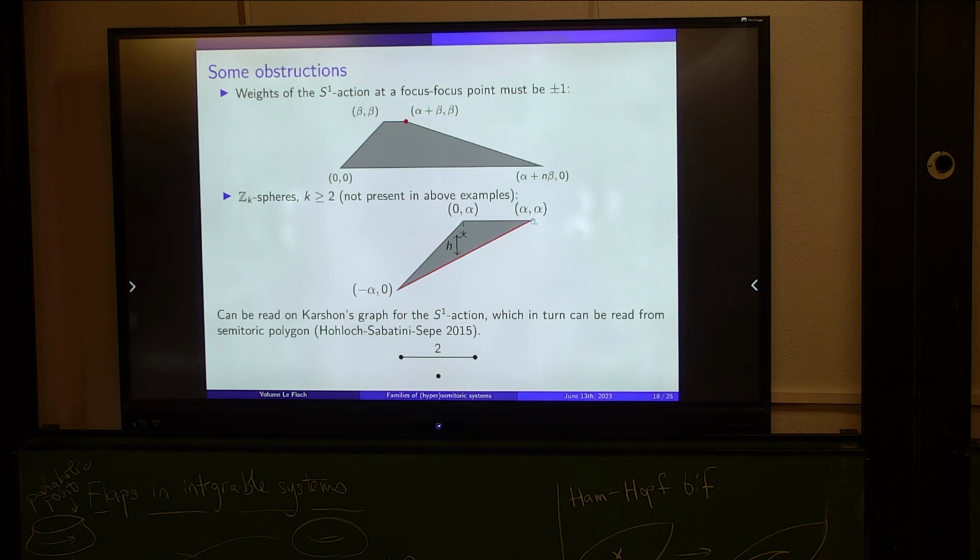Here, this line in red has slope 1/2, and this corresponds to a Z2 sphere. So if you start to do what we wanted to do, and you start with this point, and it's elliptic, and it's nice, it has a good way to become focus-focus, so you try to make it enter inside, and you can do it for some time.